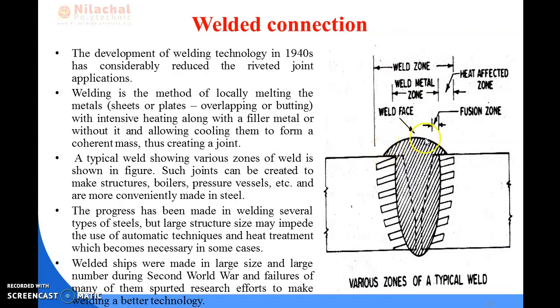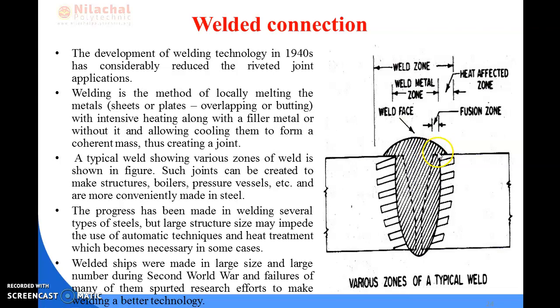So this curved section is known as your face of the weld, and then from this portion to this portion, this is known as your weld metal zone. That means we provide the cooling of the metal, the metal needed for the weld connection, from this point to this point. So it is known as your weld metal zone.